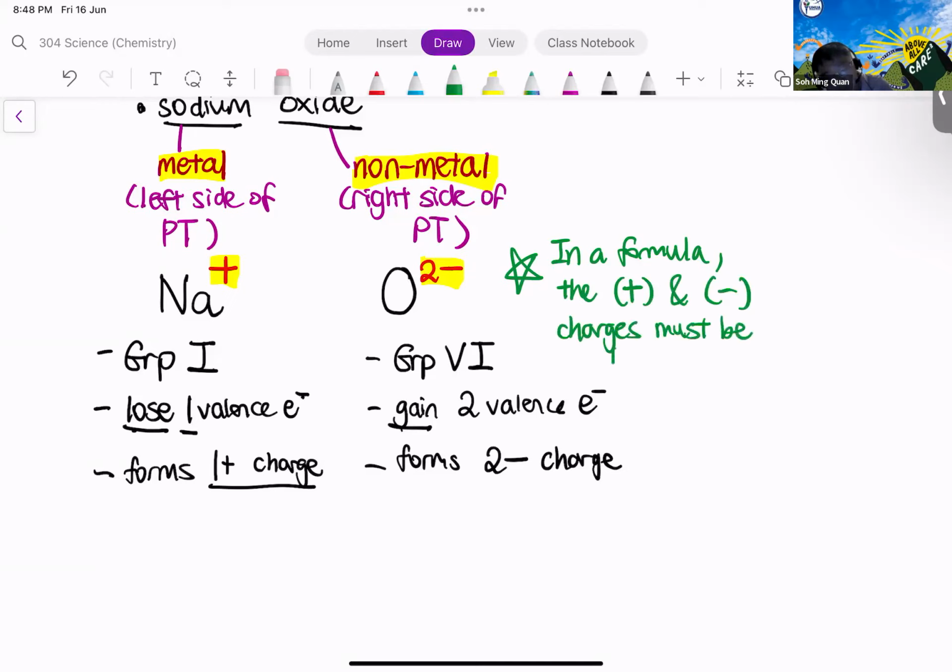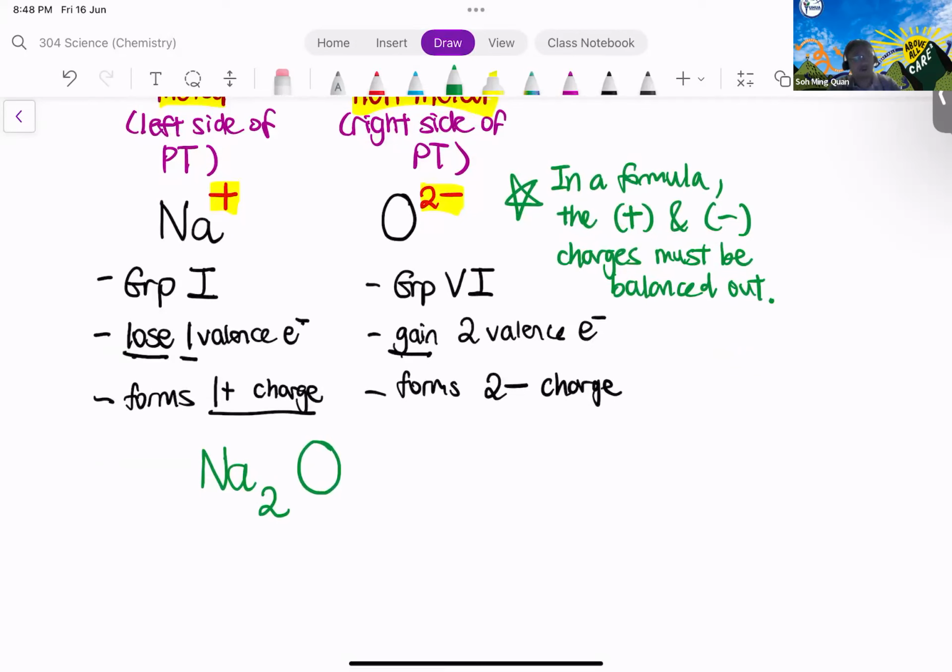Currently, it's clearly not balanced. It's 1 plus, it's 2 minus. It's not going to be balanced. The only way it's balanced is how? Well, you look, oxide has a double negative charge. It's doubly negative. But sodium only has a single charge, meaning I will need a total of 2 sodium ions to balance out the double negative charge on one oxide. So the formula is Na2O.